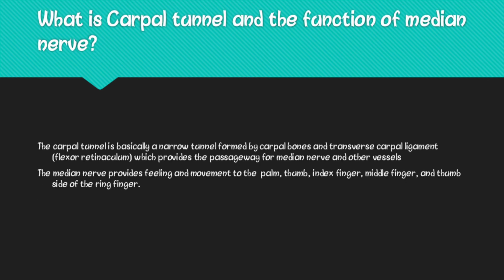So first of all, what is the carpal tunnel and the function of the median nerve? The carpal tunnel is basically a narrow tunnel which is formed by the carpal bones and the transverse carpal ligament, which is also known as the flexor retinaculum, which provides the passageway for the median nerve and other vessels and nerves. Then, the median nerve basically provides the feeling, which means sensations, and the movement to the palm, thumb, index finger, middle finger, and the thumb side of the ring finger.